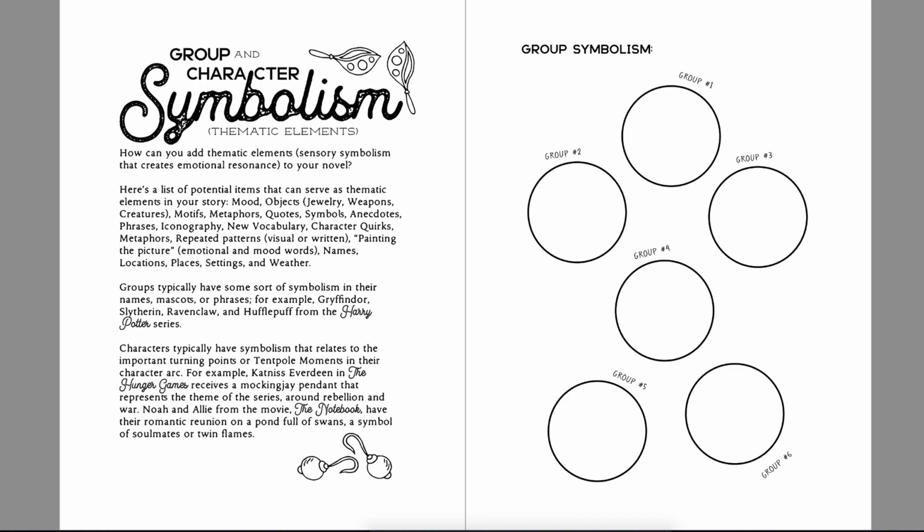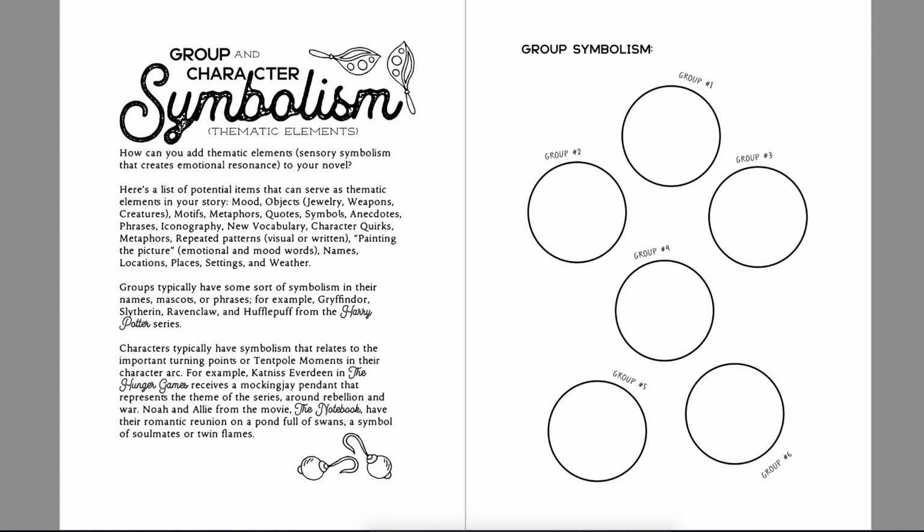Let me go back. Okay, so group and character symbolism, it's really about creating sensory symbolism that creates emotional resonance for your readers. And so these are some things that you can do regarding symbolism. So we have moods, so you can just have mood words in your text that create a mood. So if you were going to do a dark mood, you could use words like shadow and gray and cloudy. You can already tell that that's creating a specific mood.